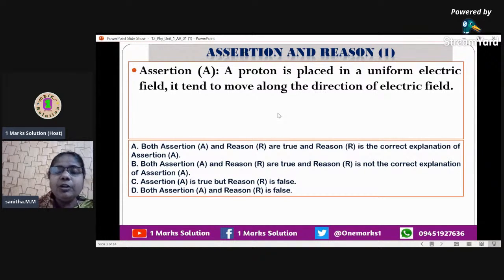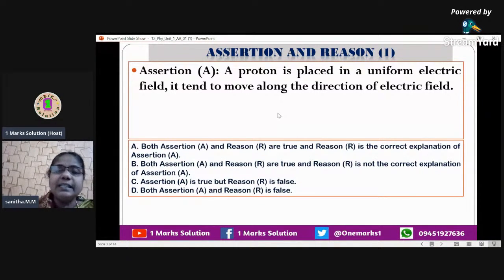A proton is placed in a uniform electric field. It tends to move along the direction of the electric field. Why is it tending to move along the direction of the electric field? You should know that, isn't it? That means when a charge is placed in an electric field, it will experience a force. F is equal to QE, and it's a proton, positive charge, so positive QE. So sure, it will go along the direction of the electric field with a force plus QE.